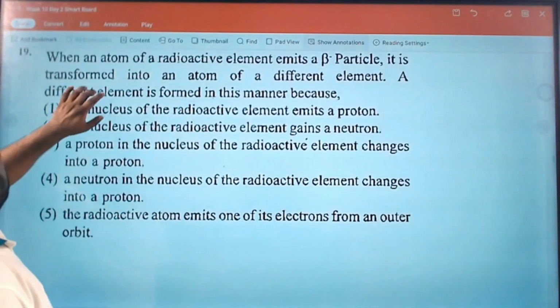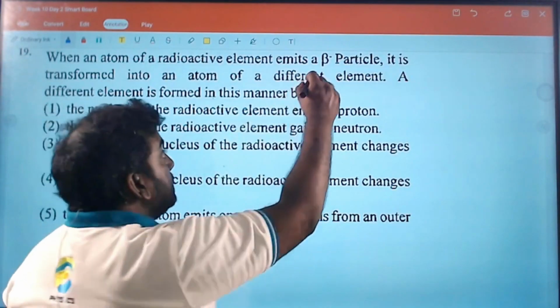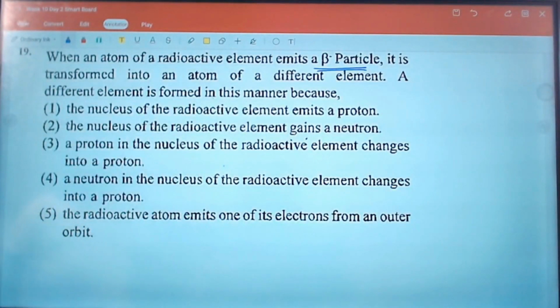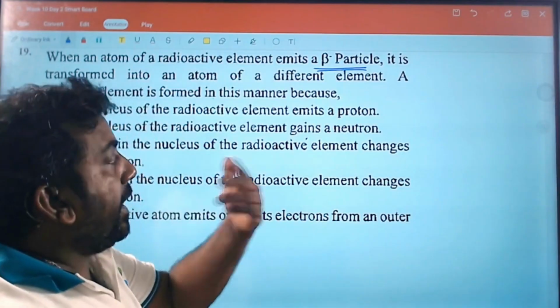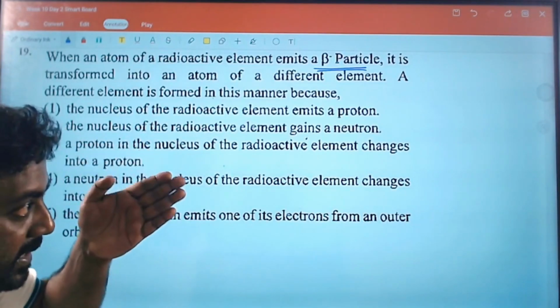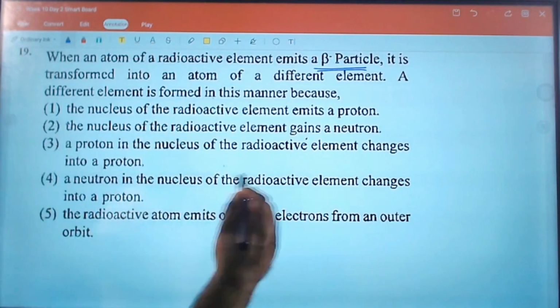Question 39. When an atom of radioactive element emits a beta minus particle, beta minus electron, it is transformed into an atom of a different element. A different element is formed in this manner because, so what happens? A beta minus particle is emitted how? From the nucleus, a neutron is broken into a proton and electron. Proton remains, electron moves out.